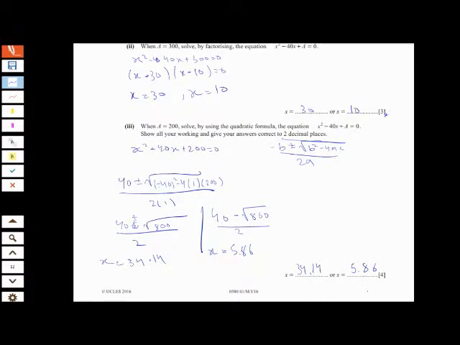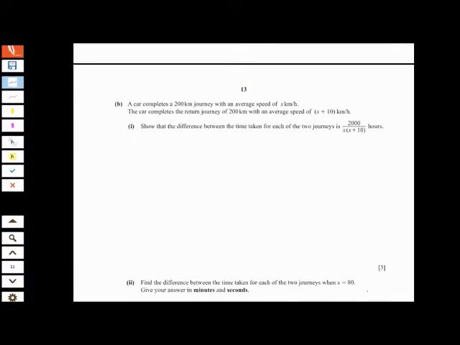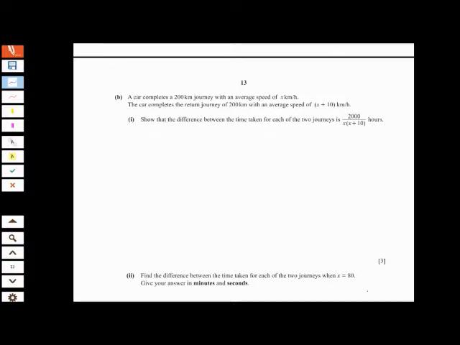And now B. A car completes a 200-kilometer journey with an average speed of x kilometers per hour. The car completes the return journey of 200 kilometers with an average speed of x plus 10 kilometers per hour. Now there are 2 journeys, so let's write here first journey, and then second journey right here. For the first journey we have the distance, we don't know the speed, and we also don't know the time.